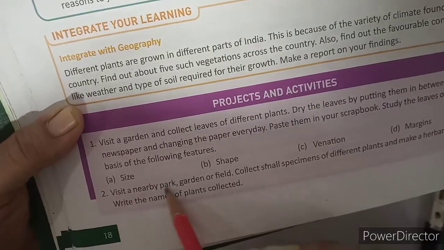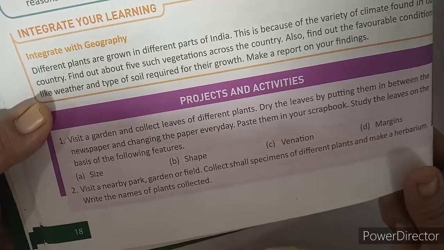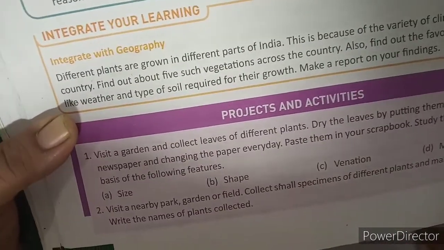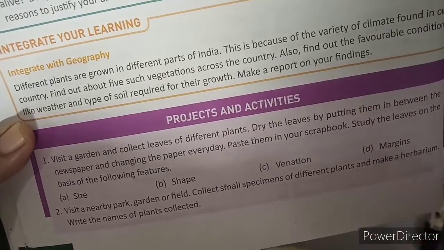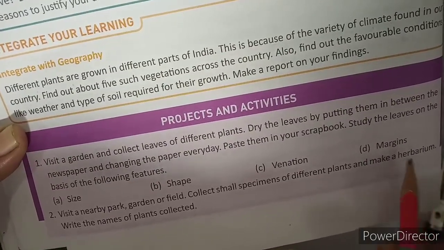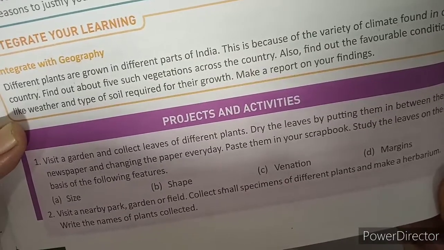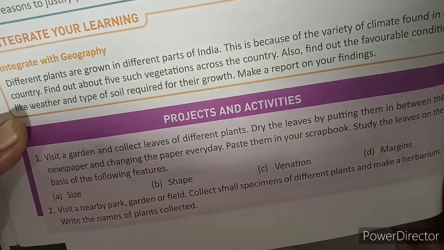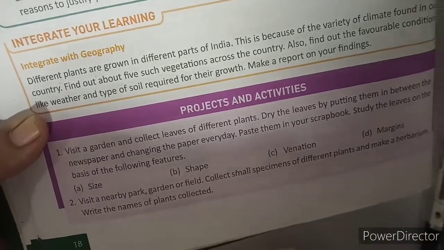Then visit a nearby park or garden, collect small specimens of different plants and make a herbarium. Write the names of plants collected. You have already heard about an aquarium. Aquarium means water related things, isn't it? And this is a herbarium. Herbarium means plants. You have to make a small collection of different types of plants. So with this we end these projects and activities.